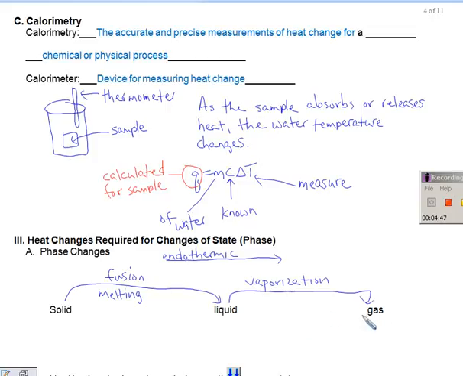Now let's say we've heated it up to the gas and then we decide we want to cool it down. So we cool it down and we cool it down and we cool it down. And what happens is it condenses, condensation, to become a liquid. If we continue to cool it down, we can solidify it again. And so this is called solidification. Now you and I, in common usage, call it freezing, but its scientific term is solidification.